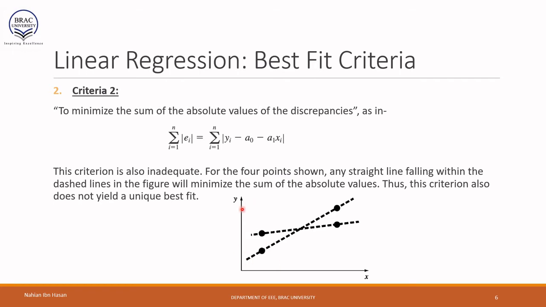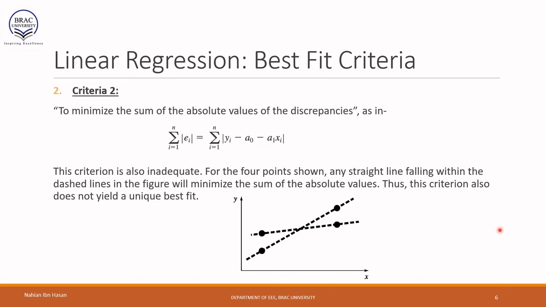Why? Look at this figure. In this figure, we have 4 data points, 4 black dots. These are the data points. So we need to fit a curve within these data points. So what we can do, we can fit a curve. So let's say we have 2 dashed lines already fitted in these 4 data point space, and we can fit any curve that goes within these two dashed lines.